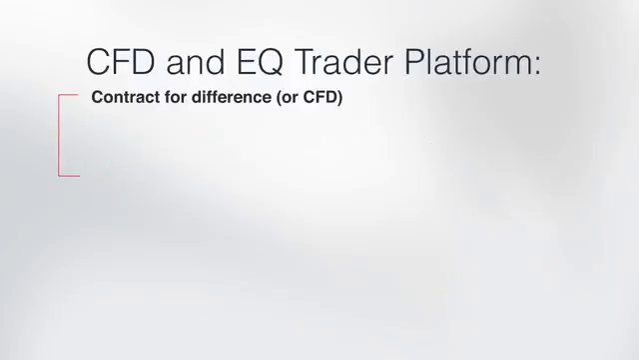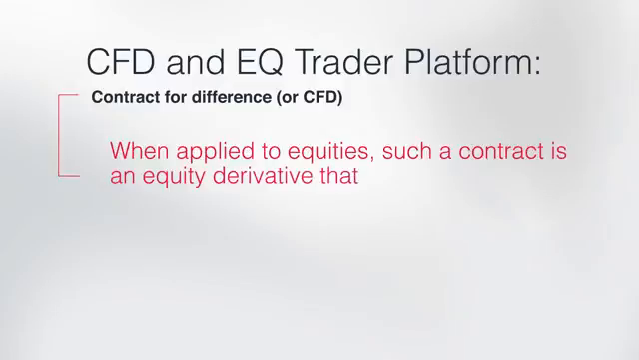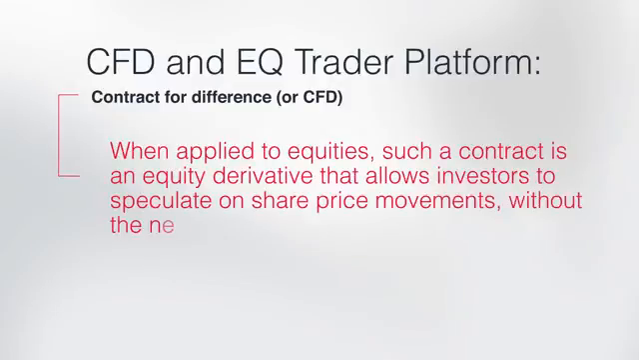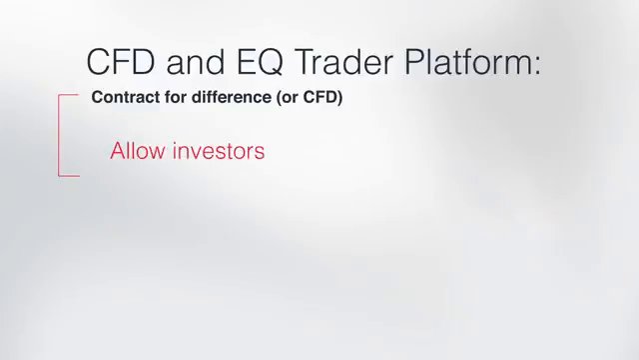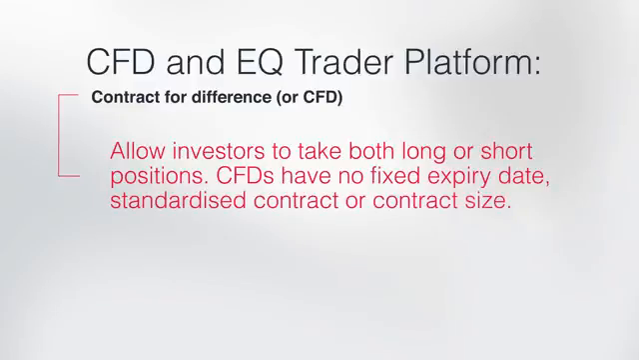For example, when applied to equities, such a contract is an equity derivative that allows investors to speculate on share price movements, without the need for ownership of the underlying shares. CFDs allow investors to take both long or short positions. CFDs have no fixed expiry date, standardized contract, or contract size.